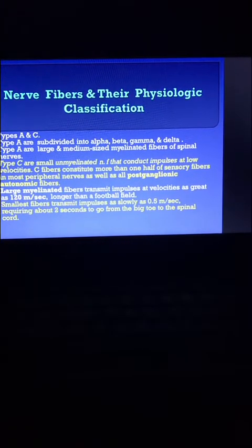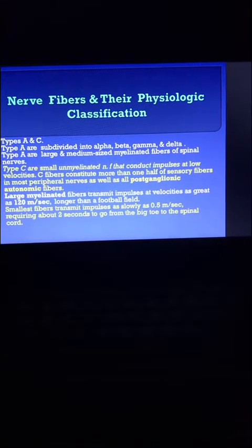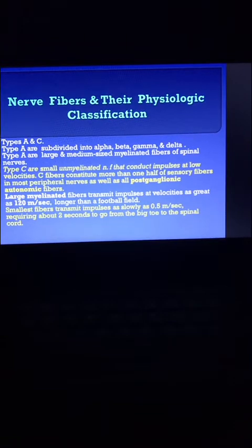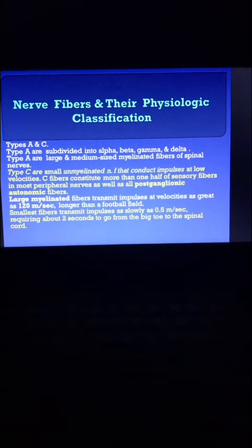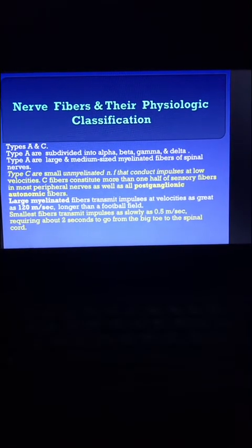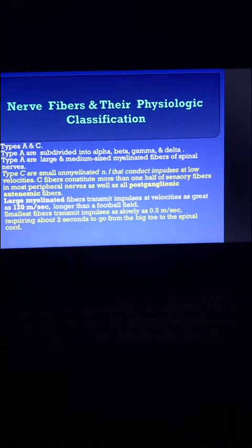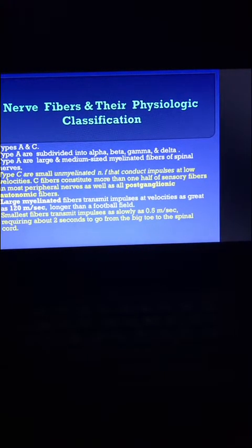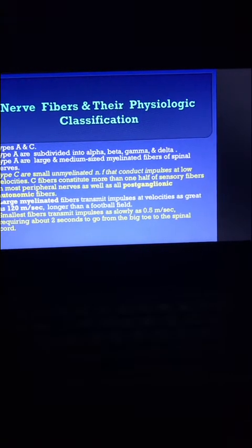C fibers constitute more than one half of sensory fibers in most peripheral nerves and post-ganglionic autonomic fibers, while large myelinated fibers transmit impulses at velocities of about 120 meters per second. The smaller fibers transmit impulses at about 0.5 meters per second only.